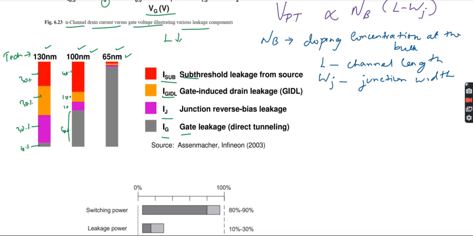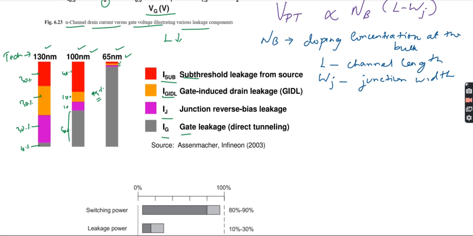But now you see 65 nanometer, what happened here? Again the gate leakage becomes 90%. I can say 95% is gate leakage only. That is direct tunneling. But you can see a very small amount of junction leakage will be there, then gate induced drain leakage, then subthreshold.